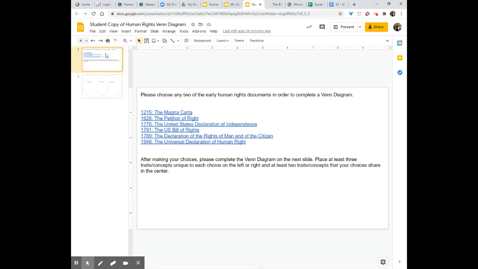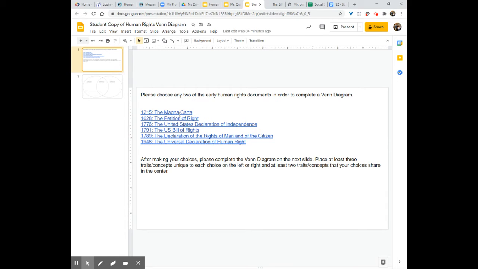So it says here, you can choose any 2 early human rights documents in order to complete this Venn diagram. And as we all know, a Venn diagram is a circle on the left, circle on the right, and they overlap so that there's a little space that they share in the middle. You're putting things that are unique to one thing in one side of the circle. You're putting things that are unique to a separate item on the other side of the circle. And in the middle, you're putting things that they share.